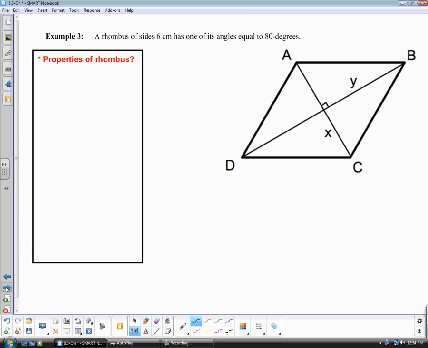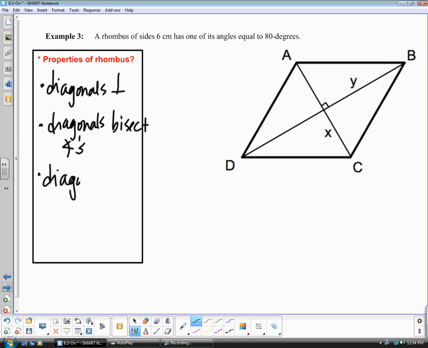Look at example number 3. What are some properties of a rhombus? Well, if you remember, in a rhombus the diagonals are perpendicular, and the diagonals bisect your angles. Diagonals are also bisected. So those are some important pieces of information that we're going to be using today.